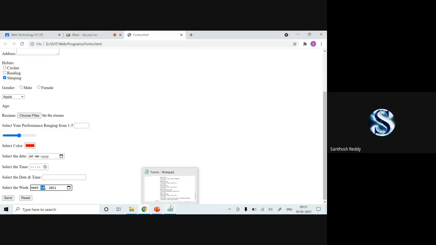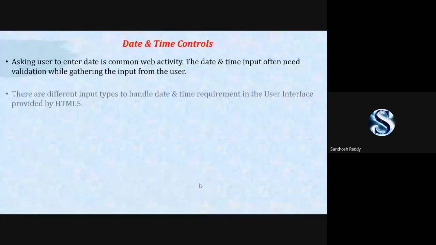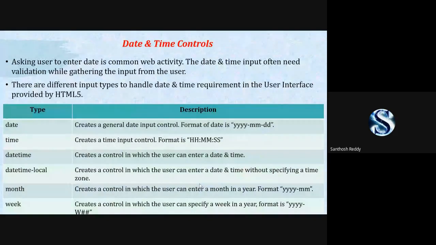Okay, another one is we have accessible forms. Accessible forms. Date and time controls. These are the date and time controls. I have come up with the date, time, week, month. It is normal. Here you can check up your date, time, local, that it will specify as per your time zone. Okay. Next, accessible form.